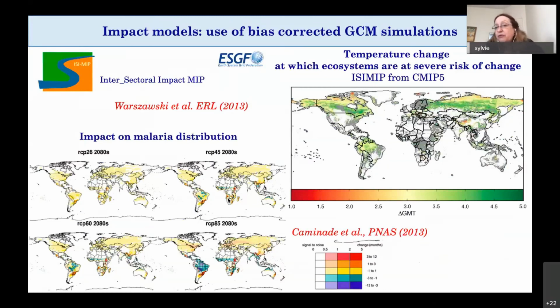And here are two examples of ways to use those data for impacts. For example, on top right, results by Warszawski et al. showing the temperature at which ecosystems become at risk, where you show that there are some places at very high latitudes where it can become at risk even for a small increase of temperature like 1 or 1.5 degrees. And for other boreal regions, you are at risk with a 3 to 4 degree C increase. So that's one impact study. Another one, top left, on malaria.